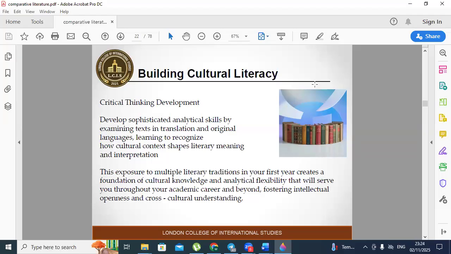The slide concludes by stating that this first year exposure creates a foundation of cultural knowledge and ethical flexibility that fosters intellectual openness and cross-cultural understanding, which are lifelong skills.